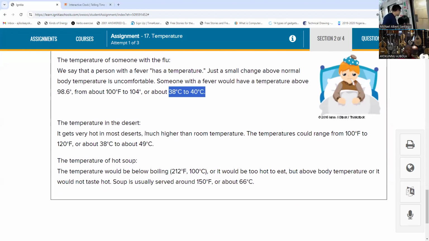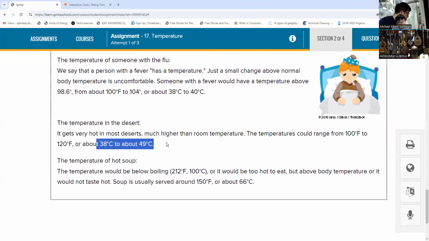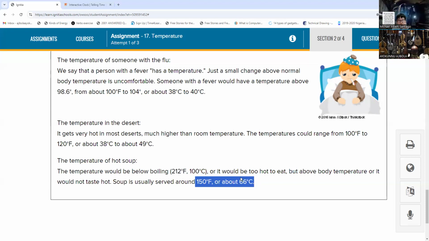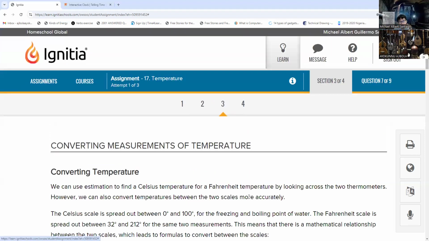The temperature in the desert gets very hot in most deserts, much higher than room temperature. So the temperature could range from 100 to 120, that's about 38 to 49 degrees C. The temperature of hot soup would be below boiling, since it's just a hot soup. So it will be below 212 or 100. You can choose 150 or 66. Okay, let's go to the next section.